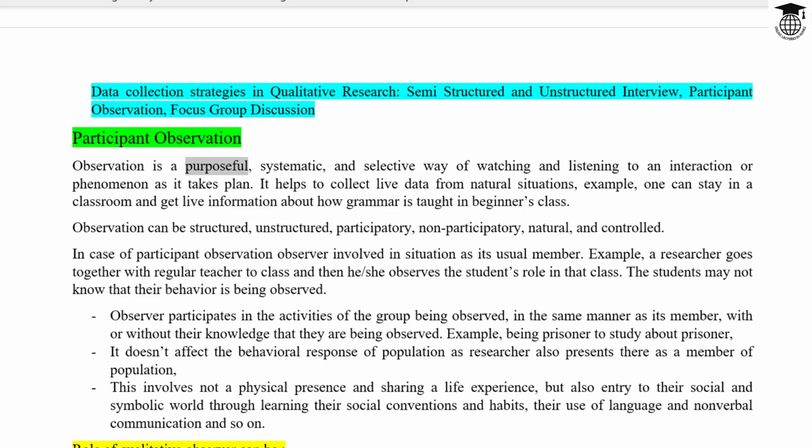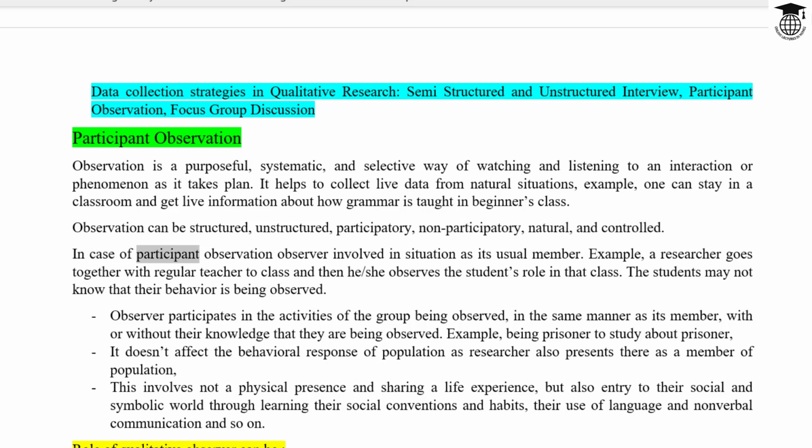Observation is a purposeful, systematic, and selective way of watching and listening to an interaction or phenomenon as it takes place. It helps to collect live data from natural situations. For example, one can stay in a classroom and get live information about how grammar is taught in a beginner's class. Observation can be structured, unstructured, participatory, non-participatory, natural, and controlled.